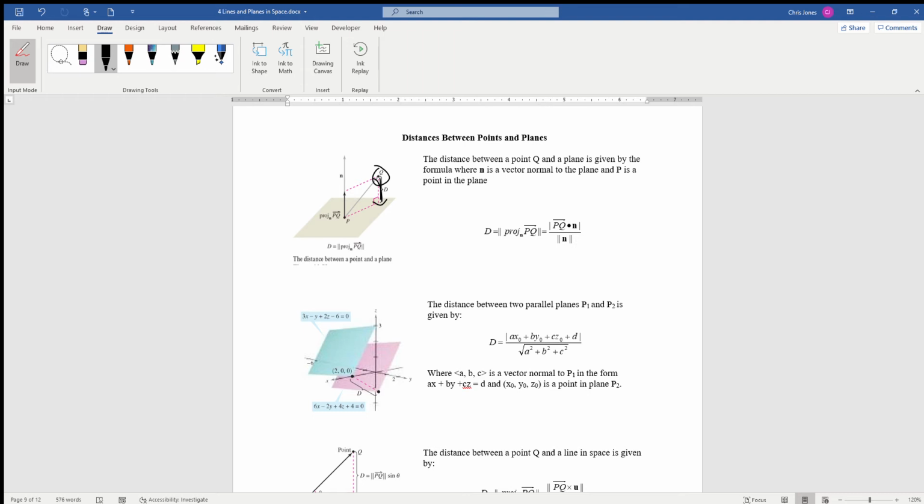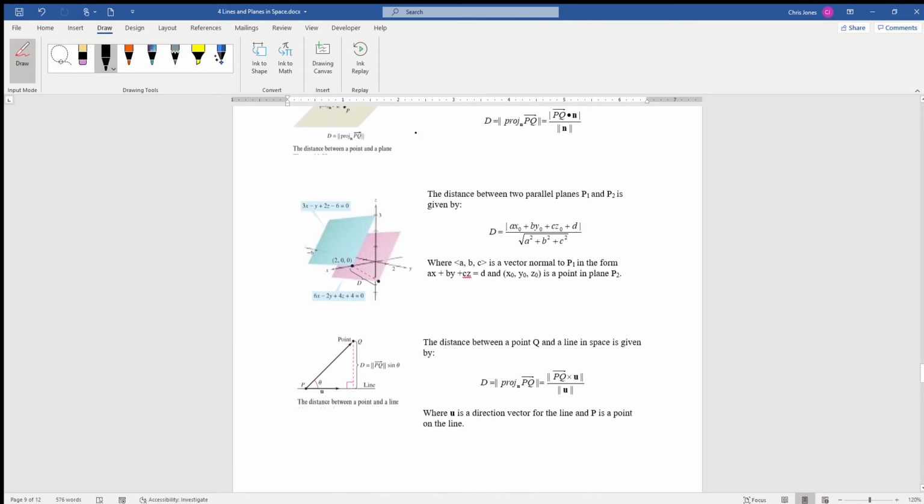And to be able to do that, we're going to find the absolute value of PQ dot n, where n is a normal vector to the plane and PQ is a vector from any point on the plane to the point that we're interested in, divided by the magnitude of that normal vector.